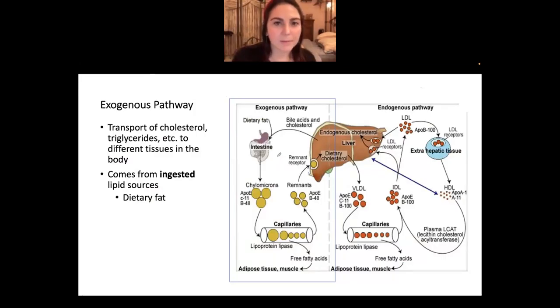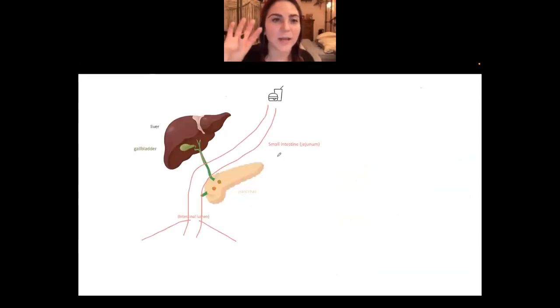So remember lipid metabolism, there's 2 pathways. There's exogenous and endogenous. And your exogenous pathway, this is like what you're eating. So this is like your dietary fat. So this is your ingested lipid sources. And then they go through this process. Eventually it's going to get back to the liver and that's your dietary cholesterol. So we're going to talk about that first.